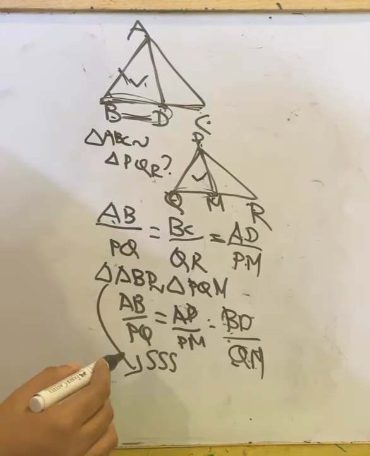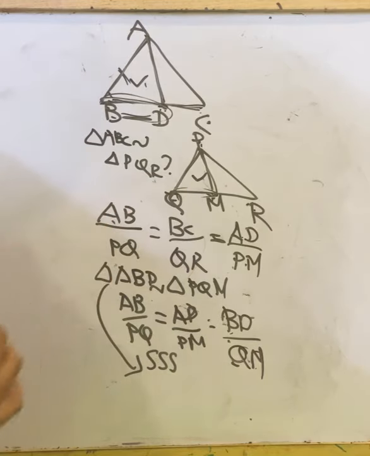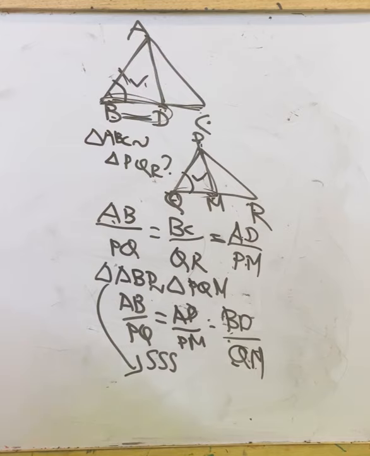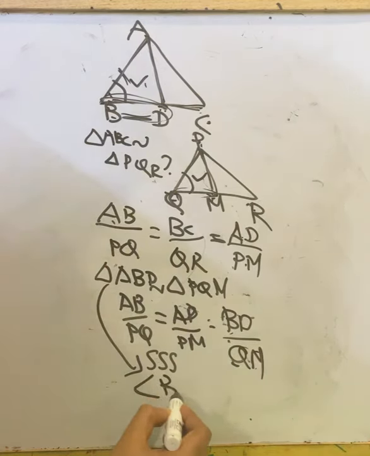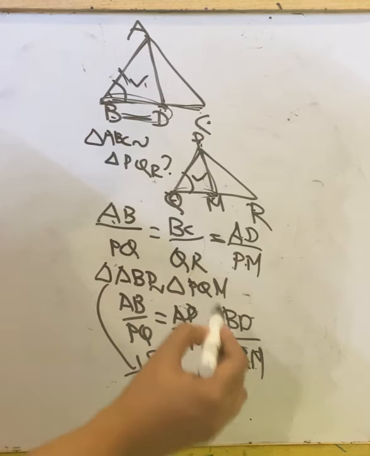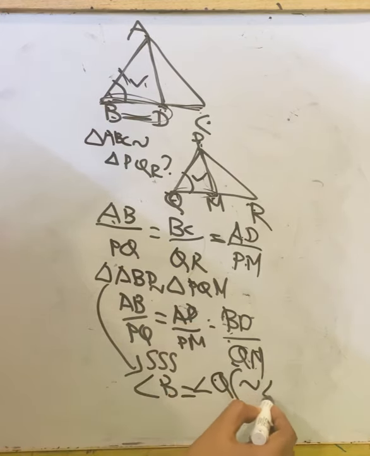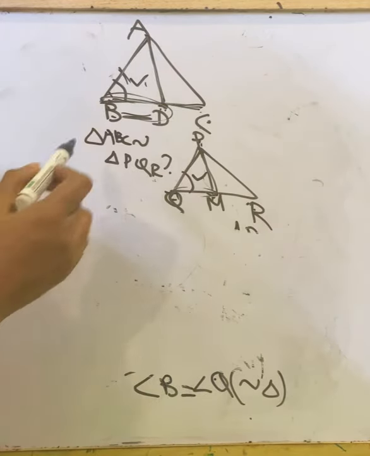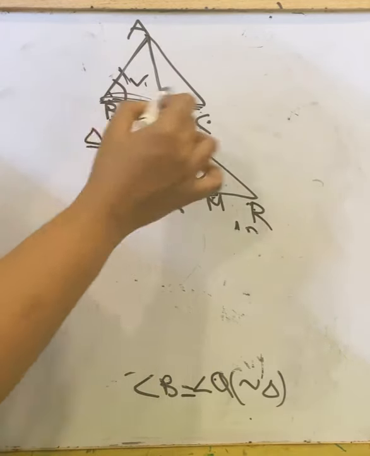Now, if these two triangles are similar, we can say these angles will be equal because in similar triangles, all the corresponding angles will be equal to each other. So we can write angle B equals angle Q. Reason: they are similar triangles, which we proved now. Now checking the complete triangle, we need the similarity of the whole triangles.